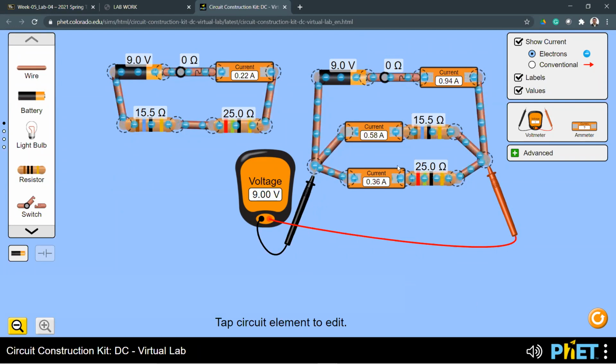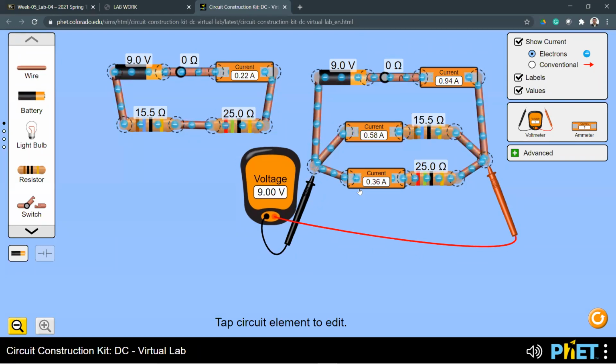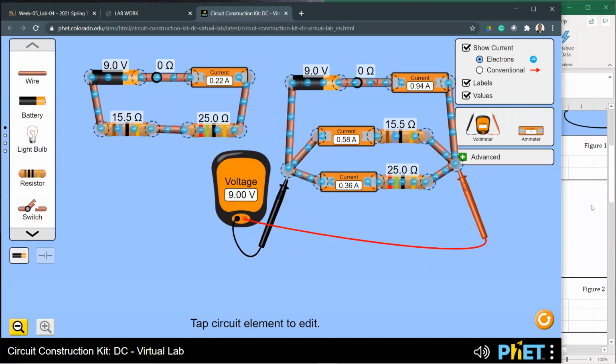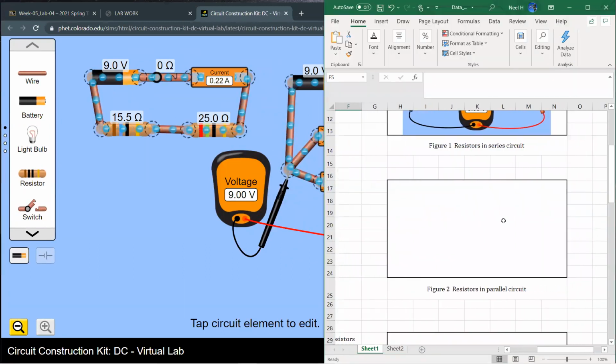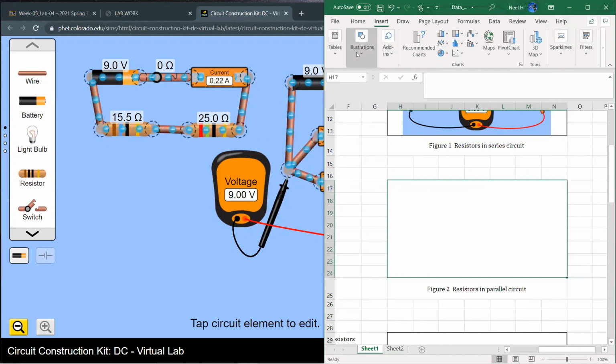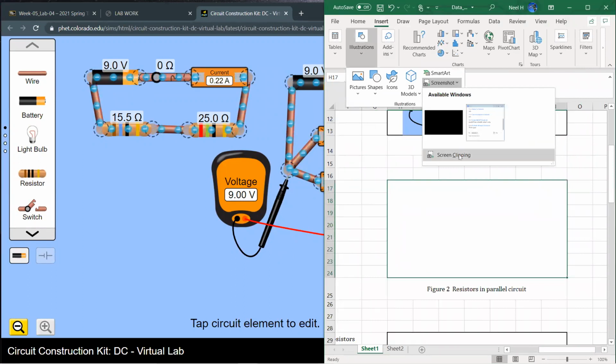Okay, now you can see the difference, how the serial to parallel changes. Now we can take a picture of this one too, and then let's continue to the next part. Let's take a picture of that one and then place it here. Two resistors connected parallelly. Insert illustration screenshot.